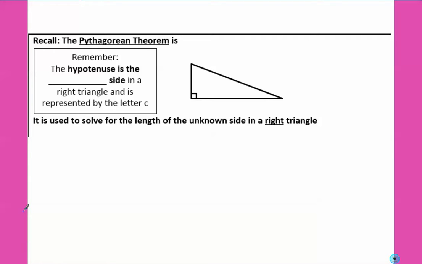So, the Pythagorean Theorem is c squared equals a squared plus b squared. We need to remember that the hypotenuse is the longest side and is represented by the letter C. Wherever the right angle is, we go across from that, and that is our hypotenuse, and that is our side C. A and B are the legs of the triangle, and it doesn't matter which one you label A and which one you label B.